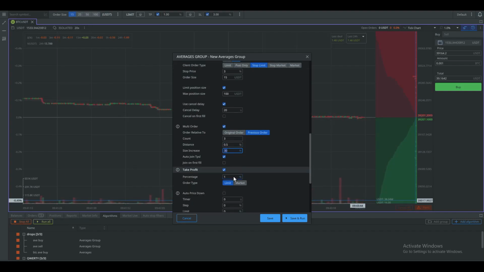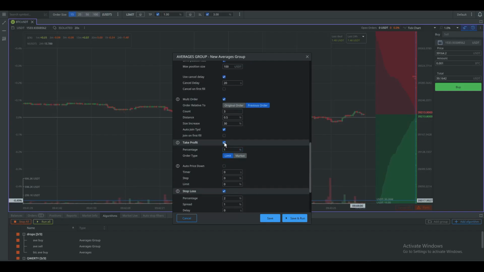Auto join take profit stop loss sets whether the take profit stop loss orders opened by the algorithm are to be joined together after the cancel delay or not. Join on first fill joins all current take profit stop loss orders connected with the current position after the first order execution. Take profit percentage sets the distance to take profit from the price at which the order has been executed. Order type allows you to choose the order type which will be take profit when a position is opened.